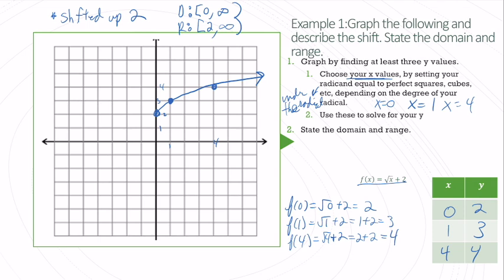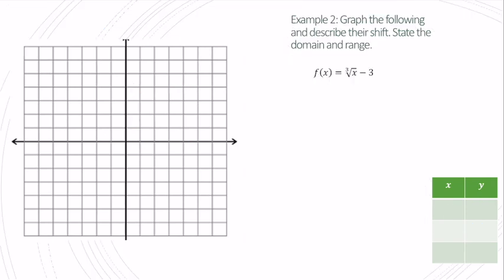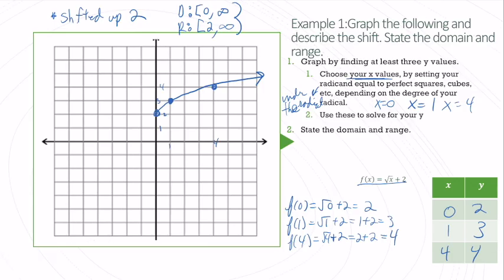For our second example, I'm going to look at the cube root of x minus 3. So I need to pick the first few perfect cubes. I know the first few perfect cubes in this case are when x is -1, x is 0, and x is 1.